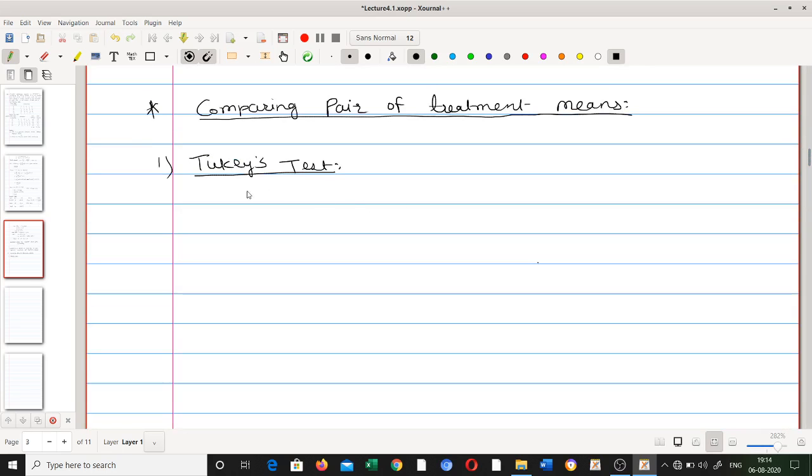Now we want pairwise comparison. So to test H naught: mu i is equal to mu j versus H1: mu i is not equal to mu j, for i is not equal to j. So i and j are not the same.